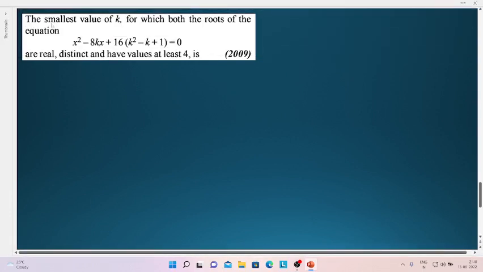So actually the question says: the smallest value of k for which both the roots of the equation, which is x square minus 8kx plus 16 times k square minus k plus 1 equals 0, are real, distinct and have values at least 4.